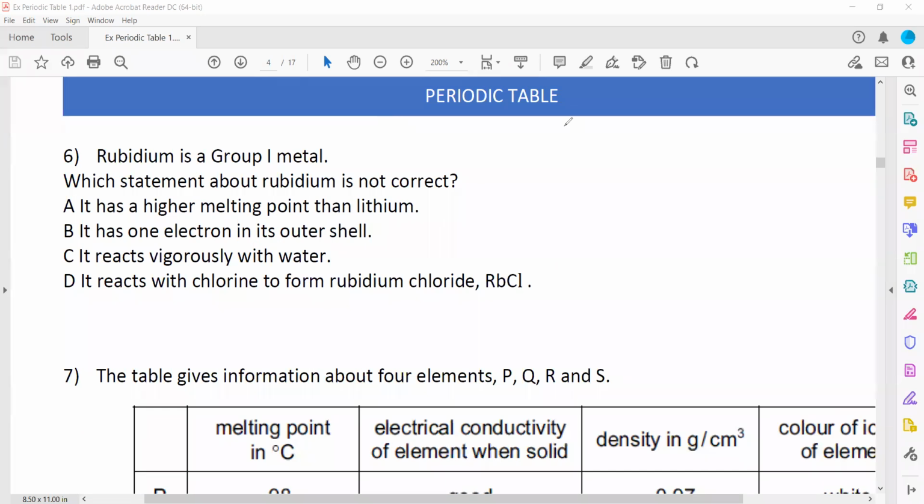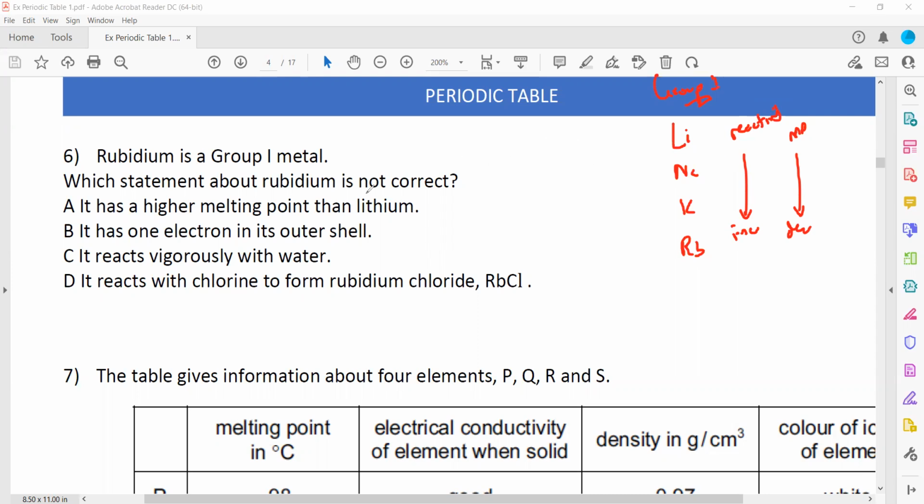Rubidium is a group 1 metal, and for group 1 metals in the exam you will have the periodic table, so you can check it. Group 1 includes lithium, sodium, potassium, rubidium, cesium, and francium. These are all alkali metals because when they react with water, they produce an alkali, a hydroxide, and hydrogen gas. As we go down the group, what happens to reactivity? The reactivity increases. What happens to the melting point? The melting point decreases.